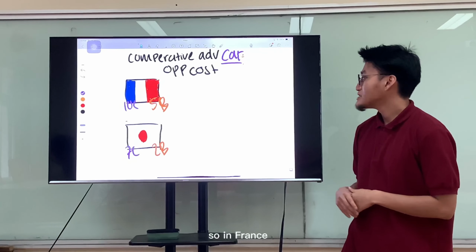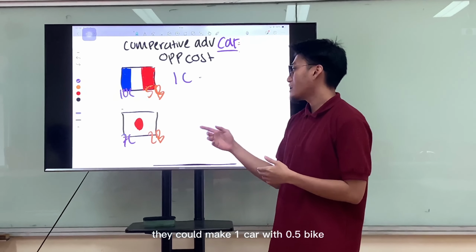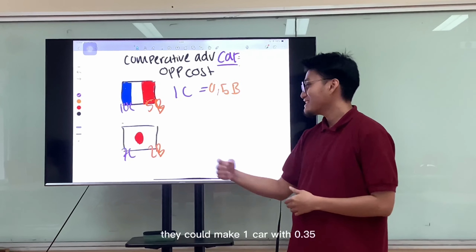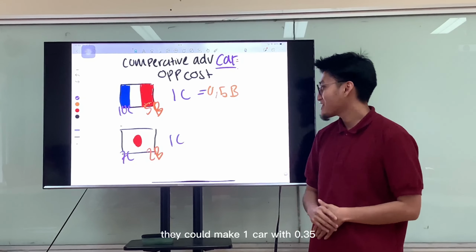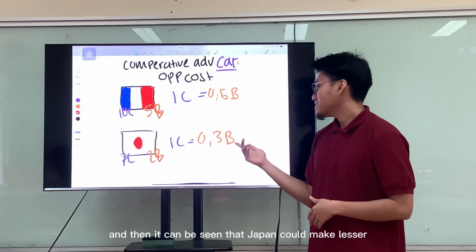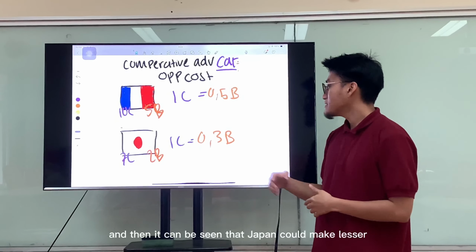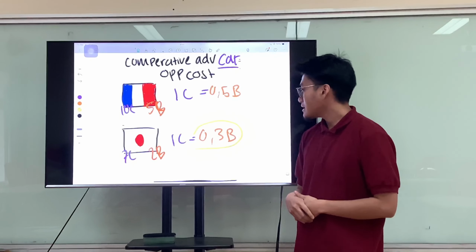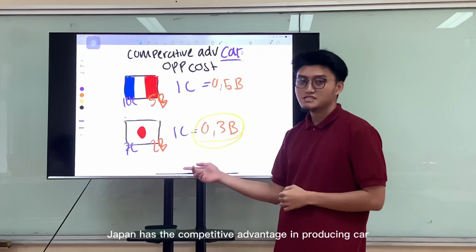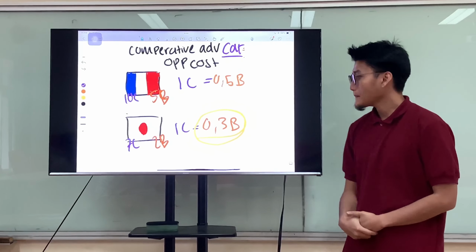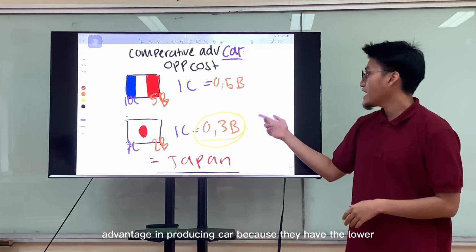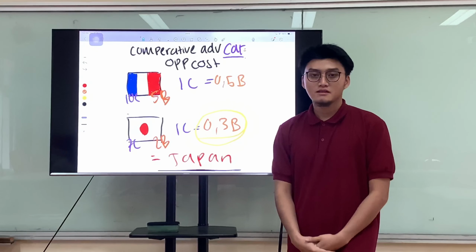make one car. So in France, they could make one car with 0.5 bike, while in Japan, they could make one car with 0.3 bike. And then it can be seen that Japan has the lower opportunity cost. So Japan has the comparative advantage in producing cars, because they have the lower opportunity cost.